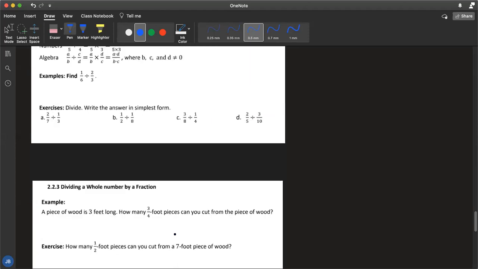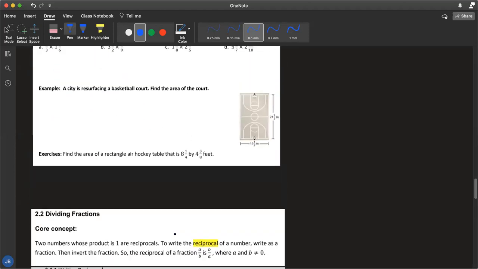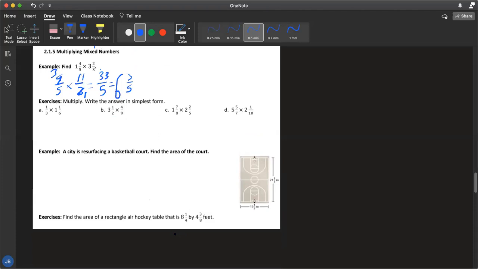All right. Got a little bit further here. So let's see, we'll just run through these. 1 1/6 would be 7 over 6 times 1/3, we get 7 over 18. 3 1/2 is 7/2 times 4 over 9. The 2 turned into a 1, the 4 into a 2. We get 14 over 9, or 1 5/9.